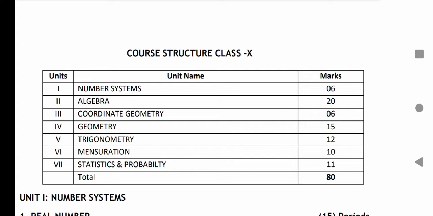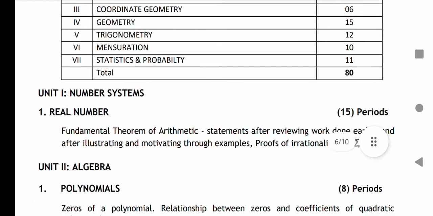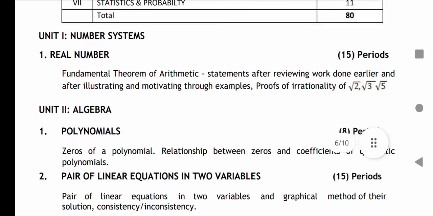So I think the highest weightage unit is algebra, with 20 marks. So let's see, the first unit is number system. The chapter which comes in number system is Real Numbers. Only one chapter is here, and 15 periods should be devoted to it.